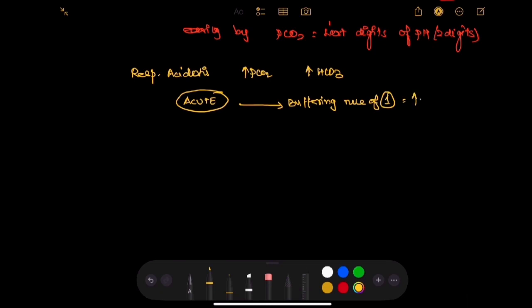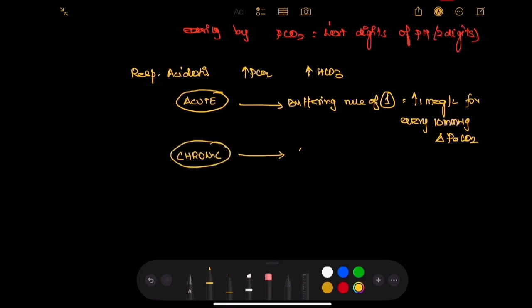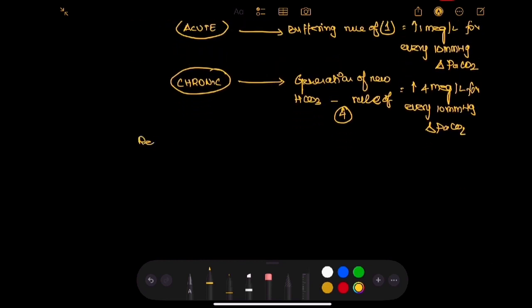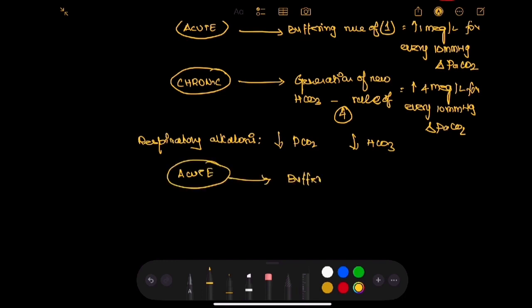So for acute, we have to buffer with the help of the rule of 1. For a 10 millimeter change in CO2 level, the bicarbonate should increase by 1 milliequivalent per liter. For chronic condition, we have to use the rule of 4, which is the generation of new bicarbonate. For every 10 millimeters of mercury change in PCO2, the bicarbonate level should increase by 4 milliequivalents per liter. In respiratory alkalosis, for acute condition, the buffering rule of 2 should be applied. So in respiratory alkalosis, there is a decreased PCO2 level with a decreased bicarbonate level.